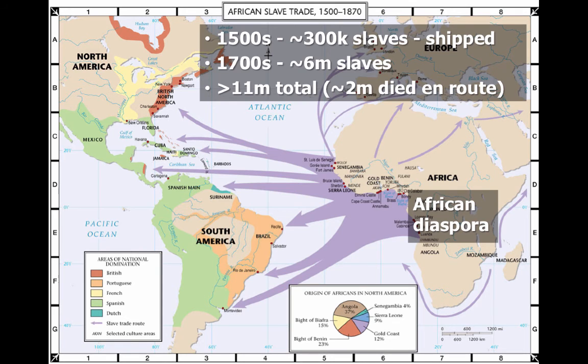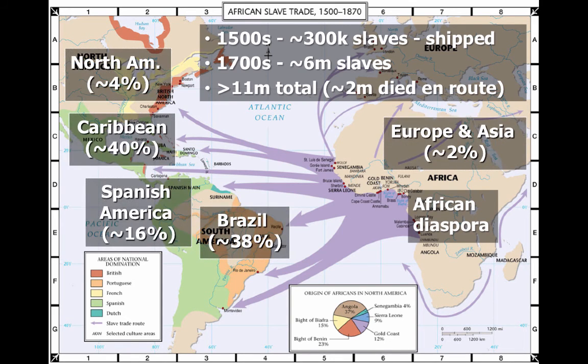And as you can see, the vast majority made their way into South America and the Caribbean. Brazil acquired around 38% of all the slaves in those centuries, with Spanish America acquiring around 16%. Approximately 40% went to the Caribbean, and by comparison, a relatively small number went into North America, numbering around 4%. And even some, around 2%, made their way into Europe and throughout Asia.